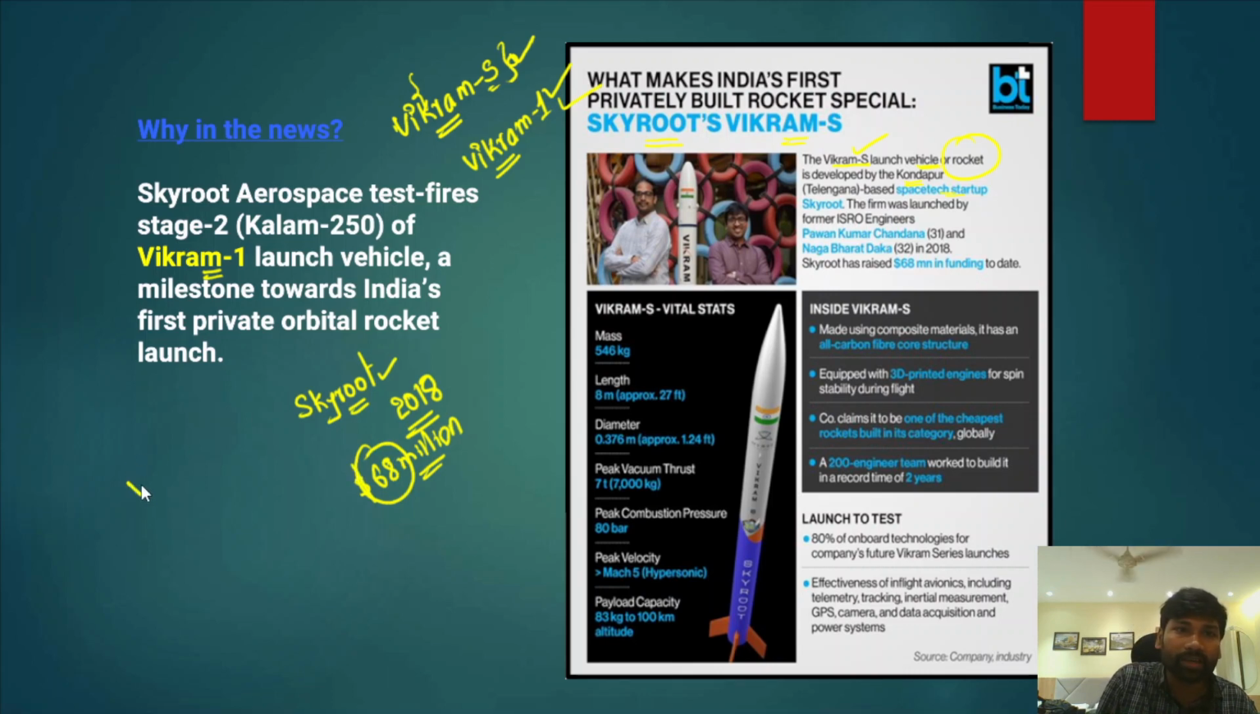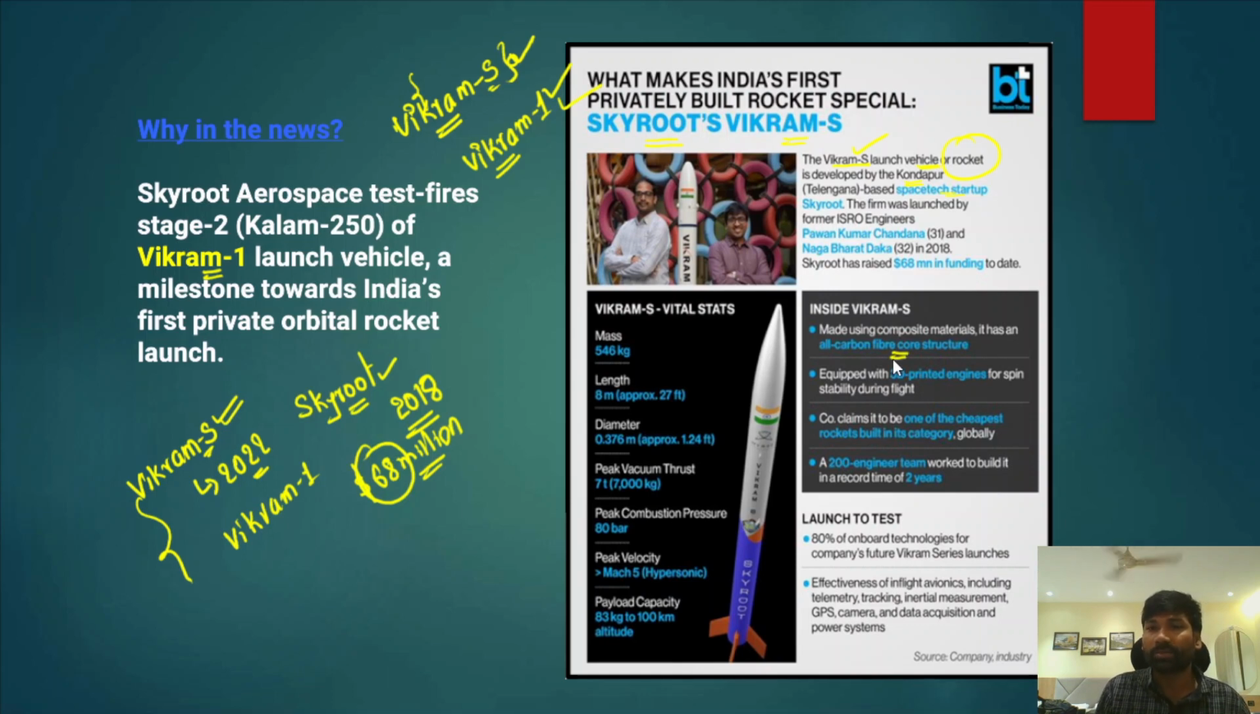Now some details of Vikram-S. Please remember Vikram-S was test fired in the year 2022 from Sriharikota. After Vikram-S, they have recently test fired Vikram 1. So please understand the difference. Vikram-S was made using composite materials. It has an all carbon fiber core structure, and apart from that, it is also equipped with 3D printed engines for spin stability during the flight. These 3D printed engines provide spin stability to the rocket, and at the same time the company has also claimed it to be one of the cheapest rockets built in its category globally.